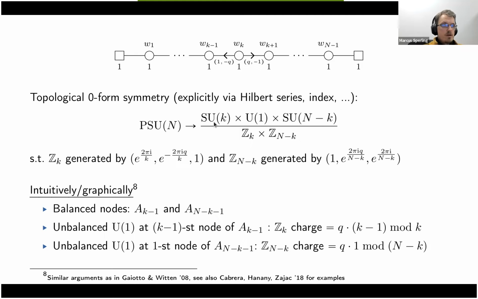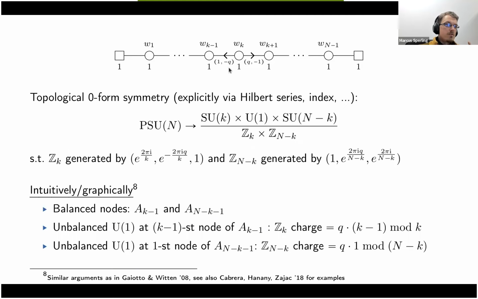Now, on the one hand this follows from just the computation. On the other hand, you can also try to understand it by the usual graphical way of doing it. So you would look at this quiver. You would have two balanced sets: the A(K-1) Dynkin diagram, and the A(N-K-1) Dynkin diagram over here. They give you the abelian and non-abelian factors that you expect. And then we need to understand how the unbalanced node is connected. Here the unbalanced node is connected to the last node, which would correspond to the anti-fundamental representation, which would have charge K-1 under the center symmetry.